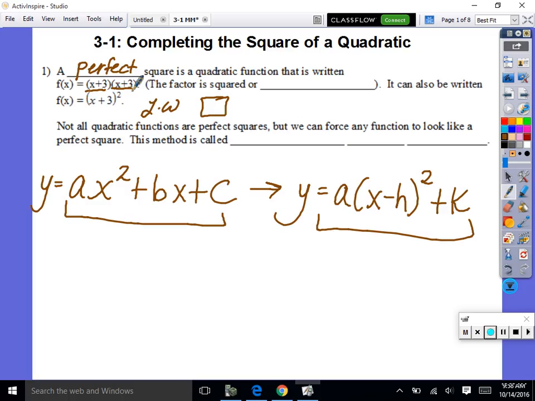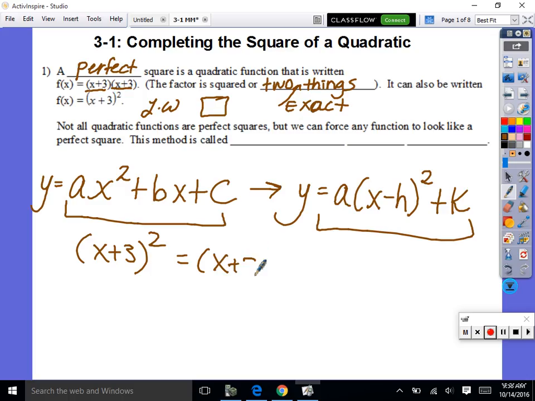So it says the factor is squared, or I've said 2 binomials being multiplied. Let's not get into too difficult terminology. I'm going to say 2 exact things being multiplied. Does that make sense, everybody? 2 exact things being multiplied. And it can also be written, so understand if you have x plus 3 times x plus 3, that's the same thing as (x plus 3) squared. Does that make sense, everybody? You all good with that? That's the same thing as x plus 3 times x plus 3. Okay, that's all on your notes.